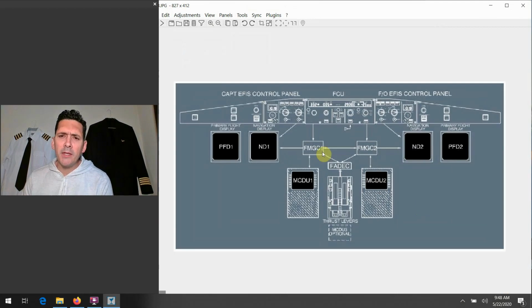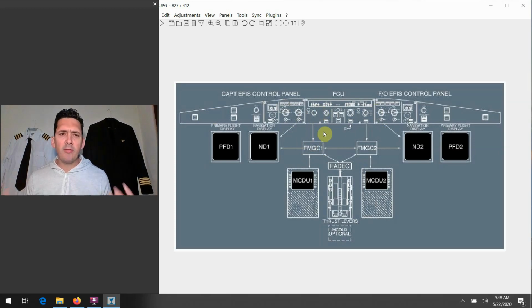Like I said, the MCDU is just the pilot interface, the screen and keypad that we can use to talk to the FMGC, or the flight management and guidance computer, that in turn goes out and routes all sorts of other signals out to the airplane to get it to do certain things, specifically to the FCU here, the autopilot.